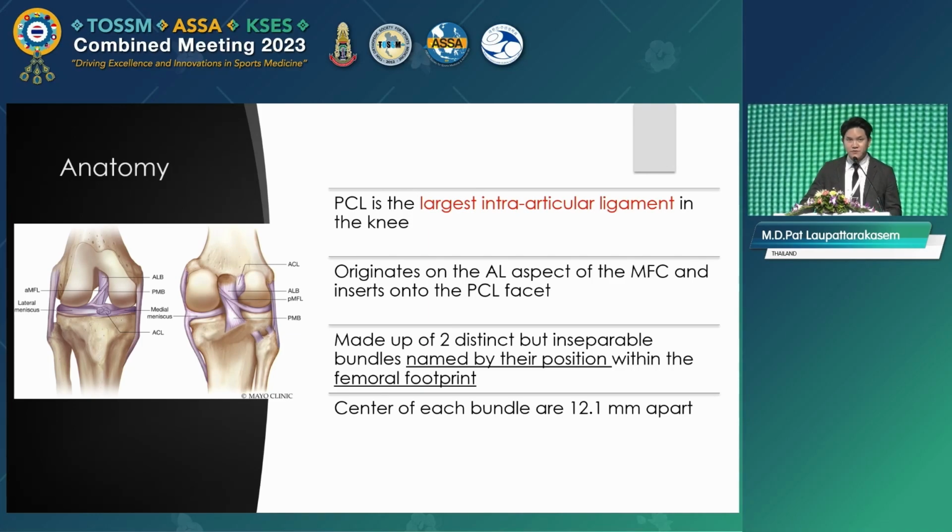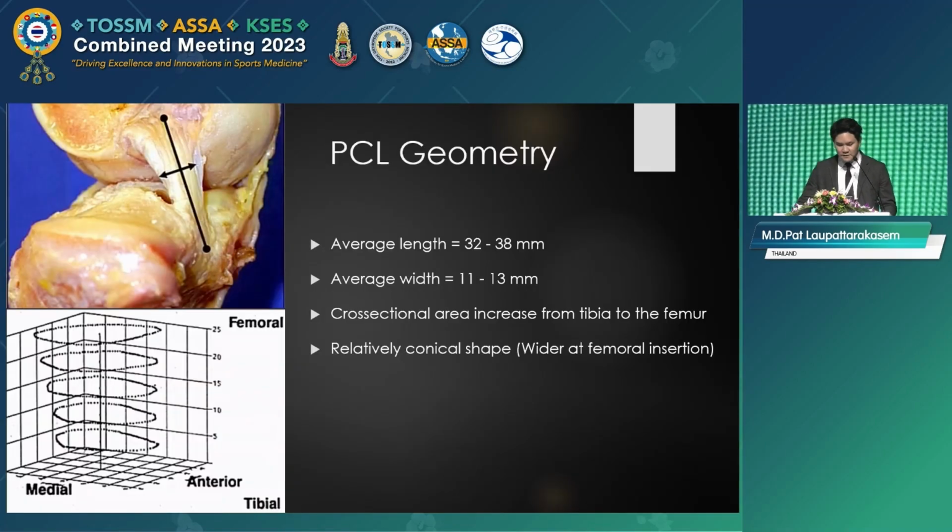It's made up of two distinct but inseparable bundles named by their position within the femoral footprint. The center of each bundle is 12 millimeters apart. The average length of the PCL is 32 to 38 millimeters, and the average width is 11 to 13 millimeters. The cross-sectional area increases from tibia to femur, with the femoral attachment 2 times larger.